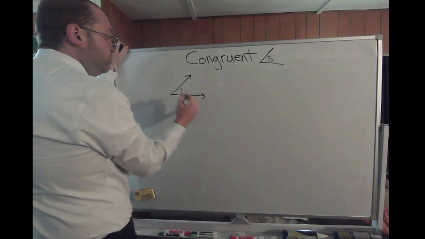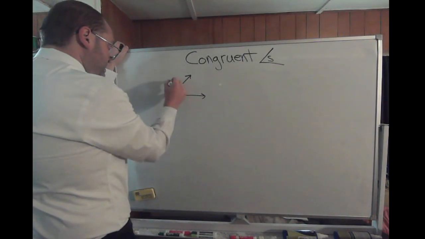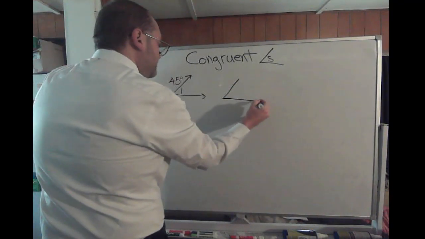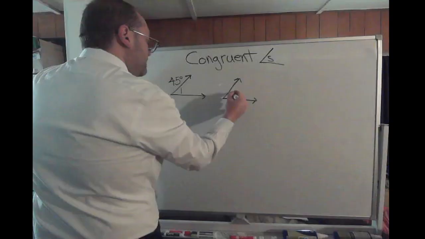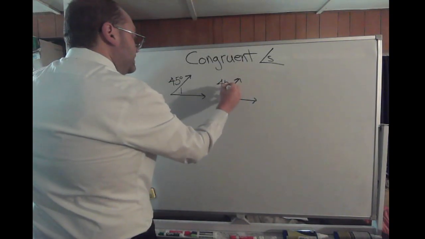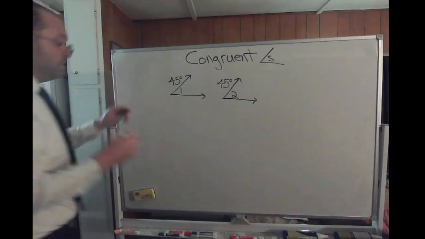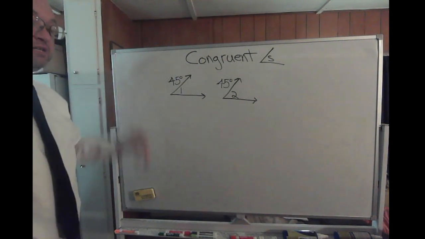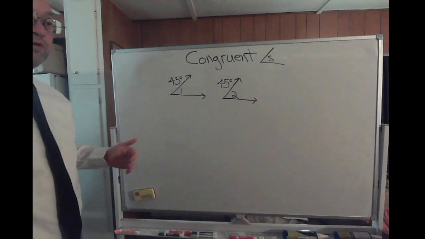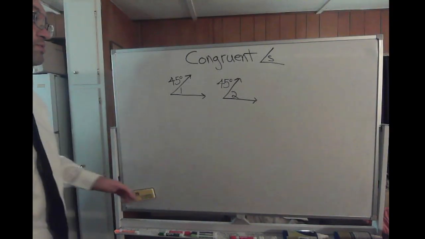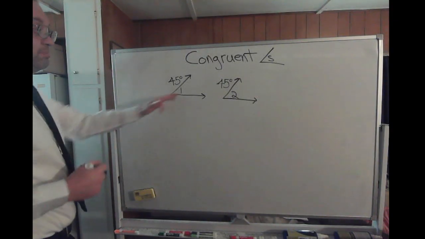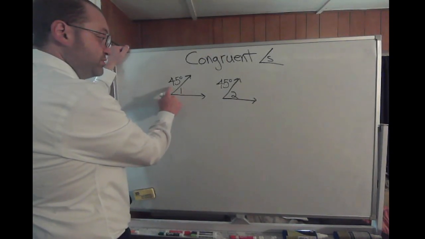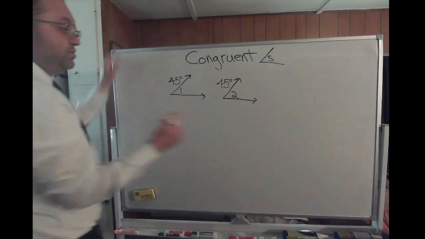Let's say angle 1 is 45 degrees. I draw an angle 2 next to it that's also 45 degrees. You have congruent angles, right? Just like yesterday we talked about congruent segments and congruent figures, you also have congruent angles. Congruent means that they're the exact same size. In this case, the measure of angle 1 equals 45, the measure of angle 2 also equals 45.